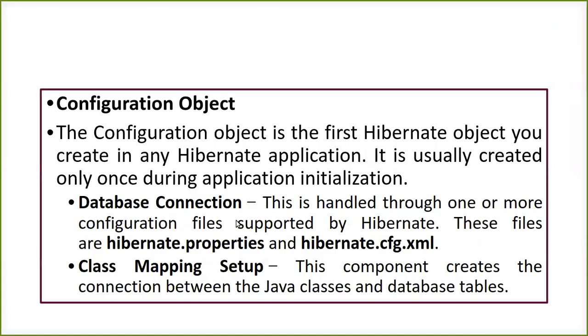Okay, so the very first thing is your configuration object. The configuration object is the first Hibernate object you are going to create in your Hibernate application. Whenever the Hibernate tool is going to get the information in the form of an object from a Java application, the Hibernate tool is going to create a configuration object, the mapping object. And that is going to be the very first object of your Hibernate tool which is created for your application.